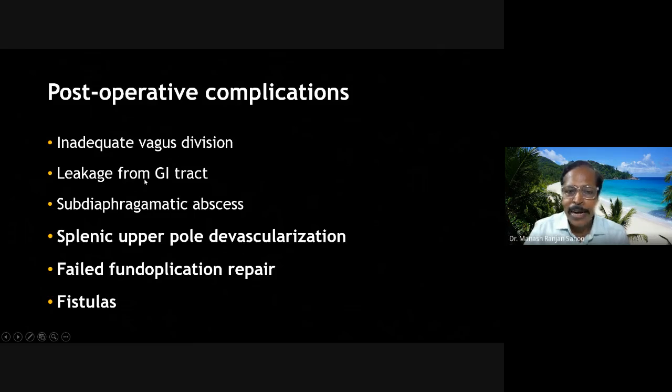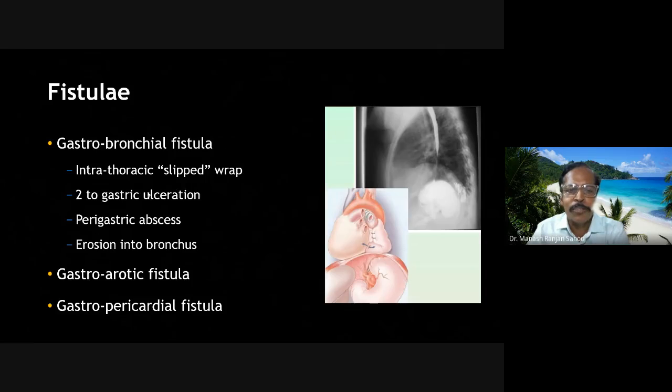Leakage from the GI tract can happen. I told you, if you are a little bit reckless in this dissection, sometimes while mobilizing or dissecting, you might perforate. That might lead to some diaphragmatic abscesses, splenic upper pole devascularization. It quite often happens, but that's not a very grave danger. There can be a failed fundoplication repair, and there can be migration of the wraps. The wraps can migrate to the chest, the wraps can rotate, all these complications can happen. And very unusually, there can be fistulas as well. You can have gastrobronchial fistula, gastroaortic fistula, gastropericardial fistula. Of course, I do not have any experience of seeing these fistulas, but these are all reported in literature.